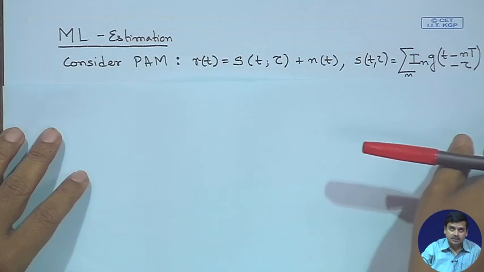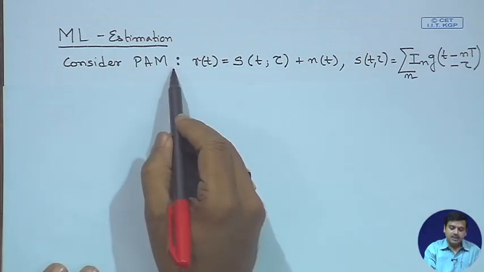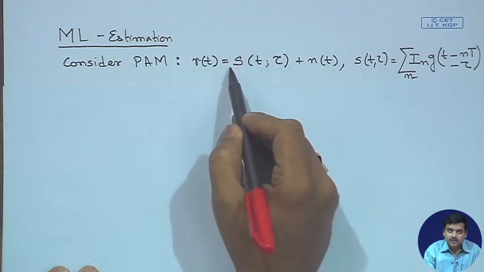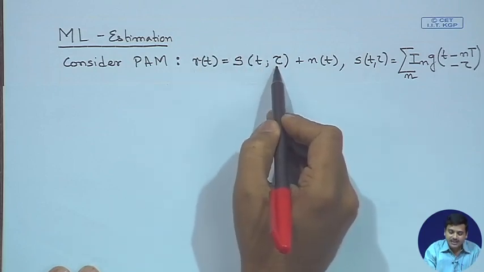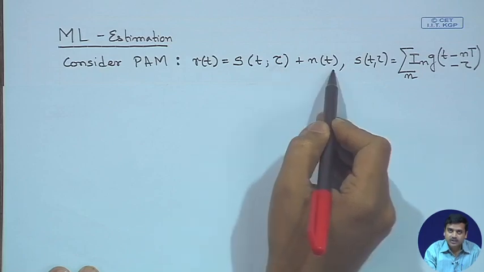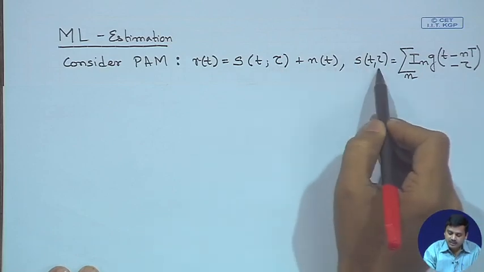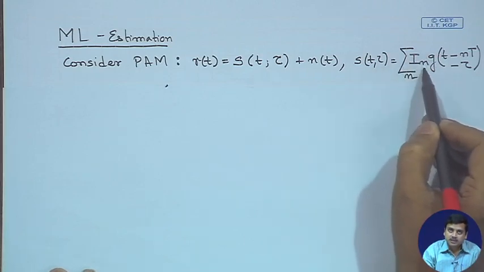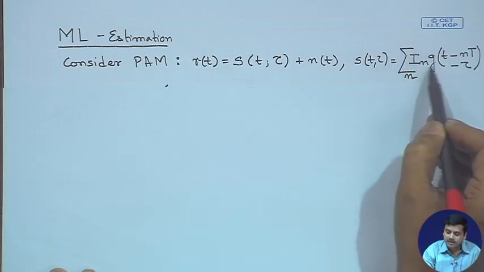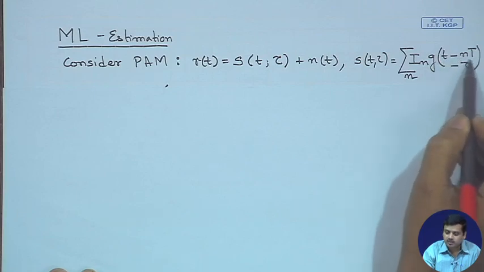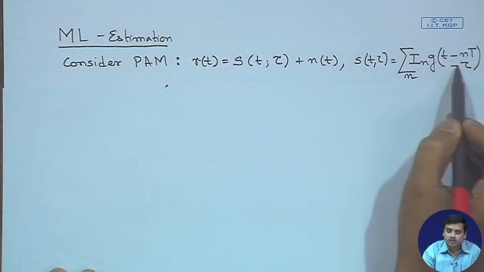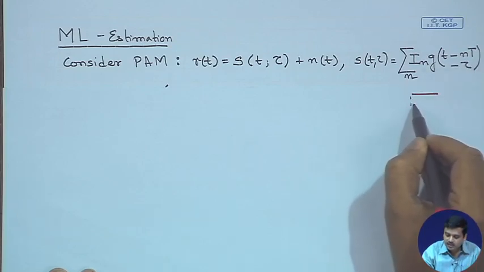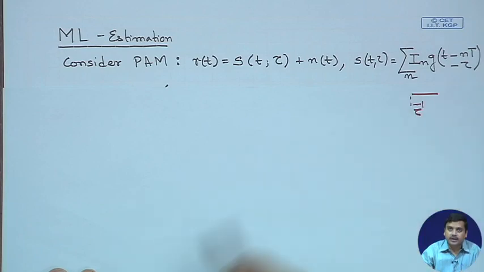So, let us consider a pulse amplitude modulation, where the received signal is the transmitted signal parameterized by some delay tau plus noise. This signal s(t, tau) can be the pulses I_n taking different values, and g(t minus nT minus tau). So, this simply means that you do not know the timing instant. It is still of duration T, but the starting point is offset by a delay tau.